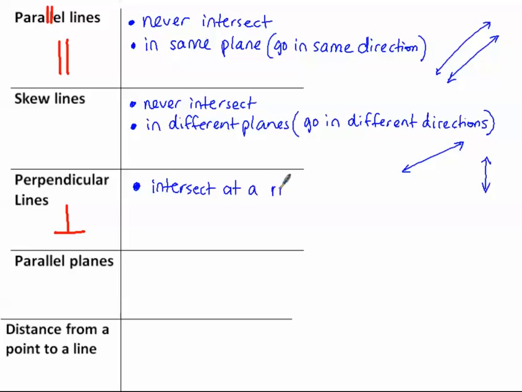Perpendicular lines intersect at a right angle. And remember, a right angle is 90 degrees. Give yourself a picture of what that looks like. Put that little right angle mark in the corner.